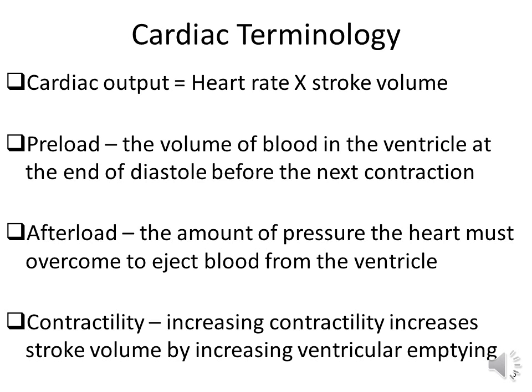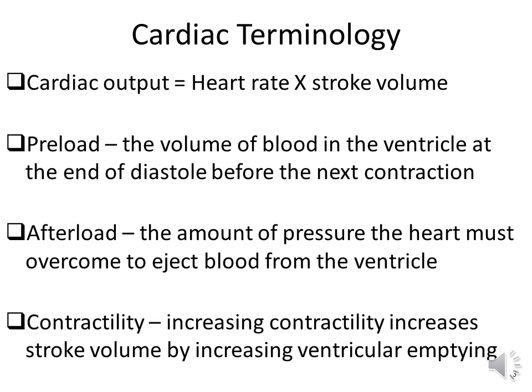And let's talk about some of those things that will affect heart rate and stroke volume. Let's start with preload. Preload, according to your definition here, is the volume of blood in the ventricle at the end of diastole before the next contraction. So preload is a volume. We would say preload is the amount of pressure in the ventricle, or the amount of stretch caused by the volume of blood in there.